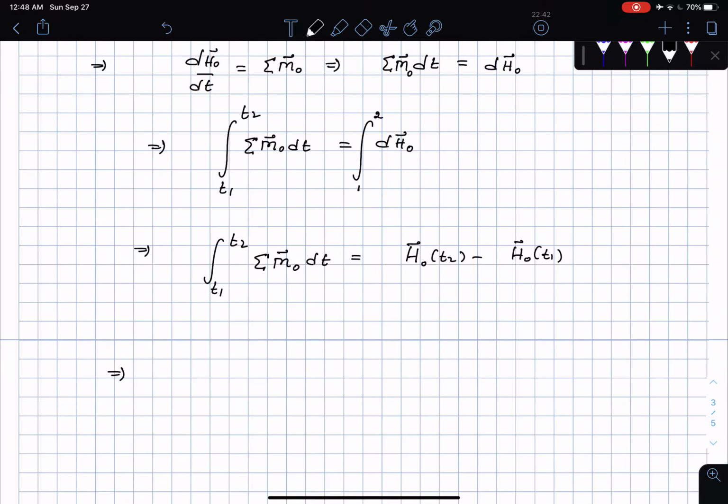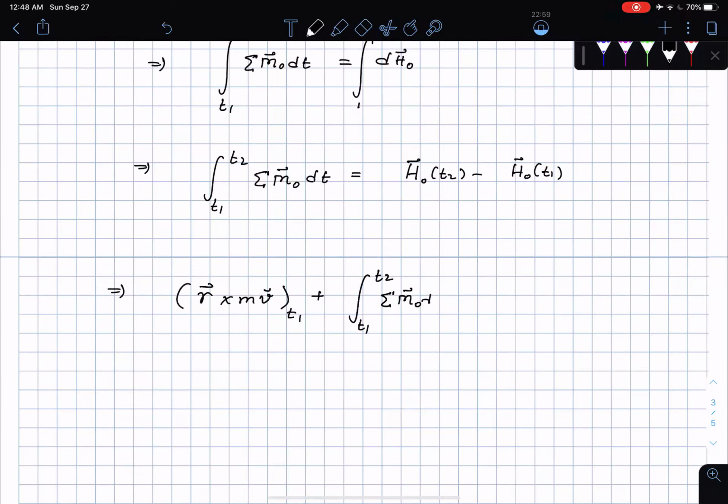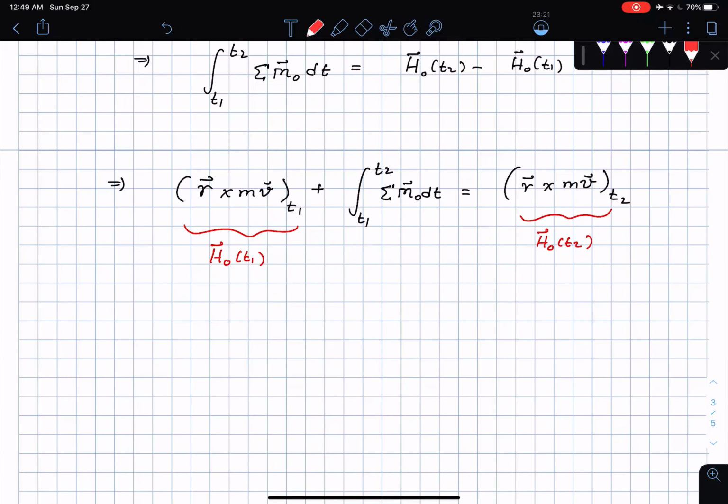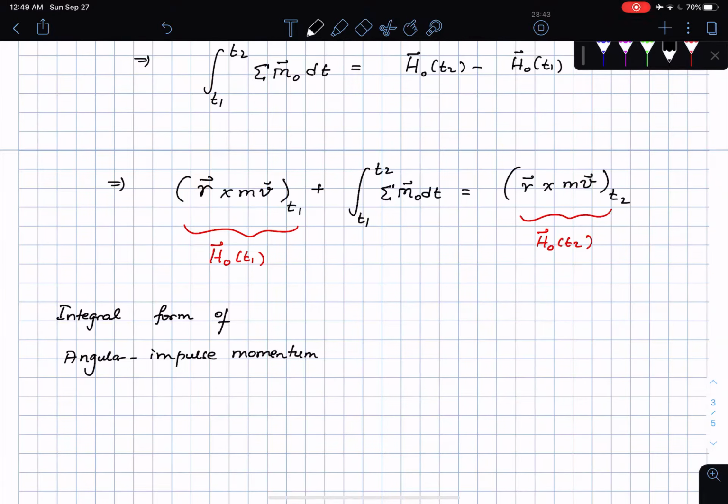Okay, so if I rewrite it, I get the following: r cross mv at time t1, plus the integral t1 to t2 of the summation of all the moments dt, is equal to r cross mv at time t2. Which essentially was that this is going to be H naught at t1, and this is going to be H naught at t2. Okay, and so we now come to the integral form of the angular impulse momentum equation, or principle.